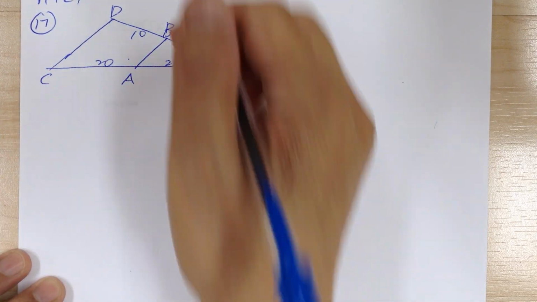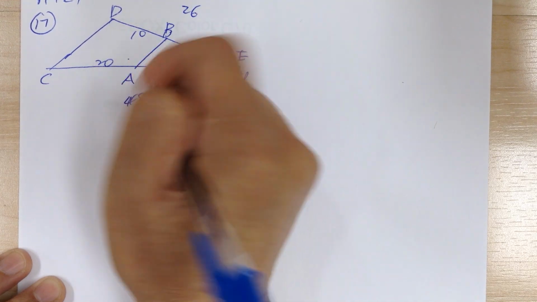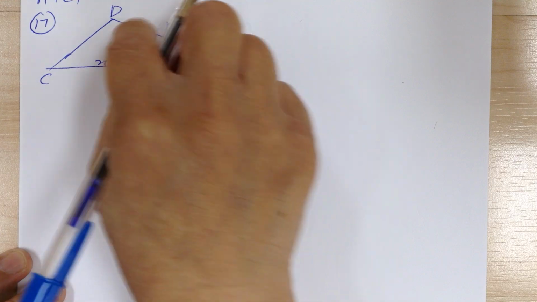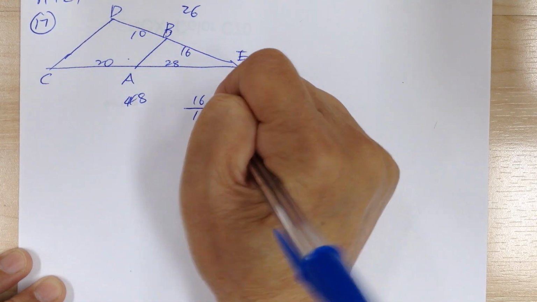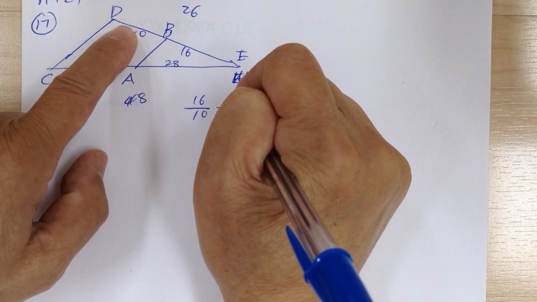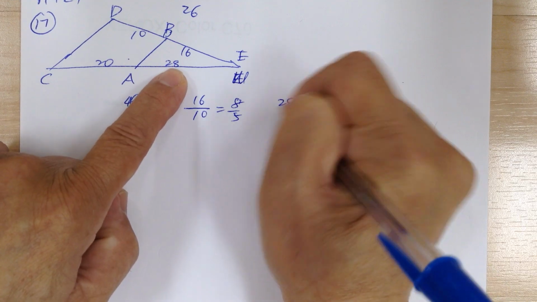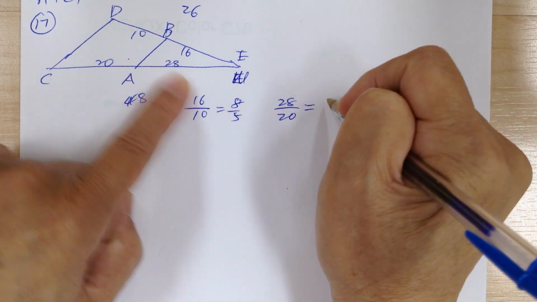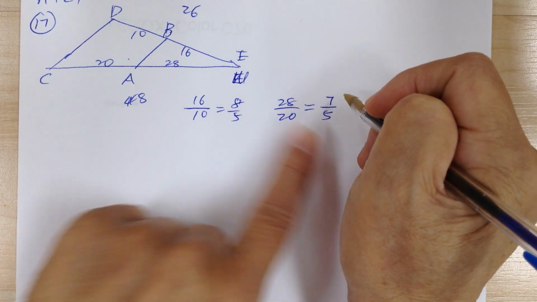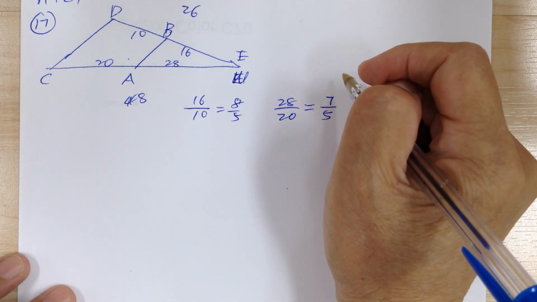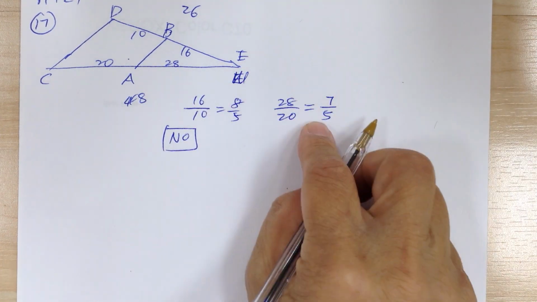So what I'm going to do is, this would be 26 and this would be 48. Okay, but we don't need that. We can just use this over this and this over this. Okay, so 16 over 10, this over this will equal 8 over 5. Okay. And 28 over 20, divide by 4, I get 7 over 5. Okay, so this is no. So this answer is no because they are not the same.